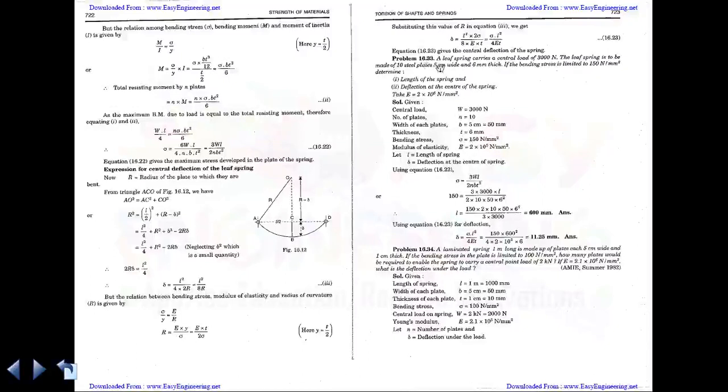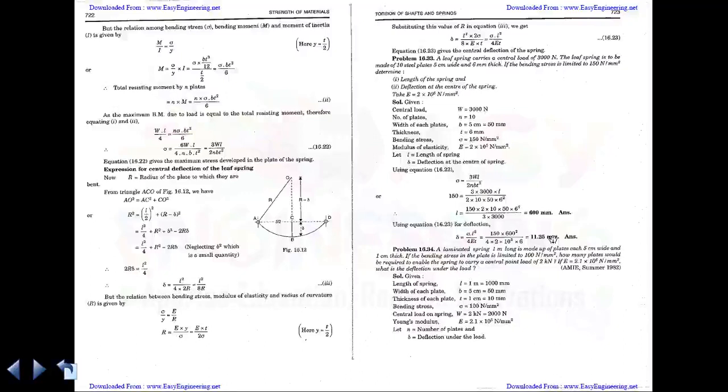First we have to find out the length of the spring. For that, the sigma value is already given. So substitute in the bending stress formula and find the value of L. Substituting all the other values, L is equal to 600 mm. Then after finding L, you have to find out the deflection value. Substitute in the delta formula and you can find the maximum delta at the center, that is 11.25.